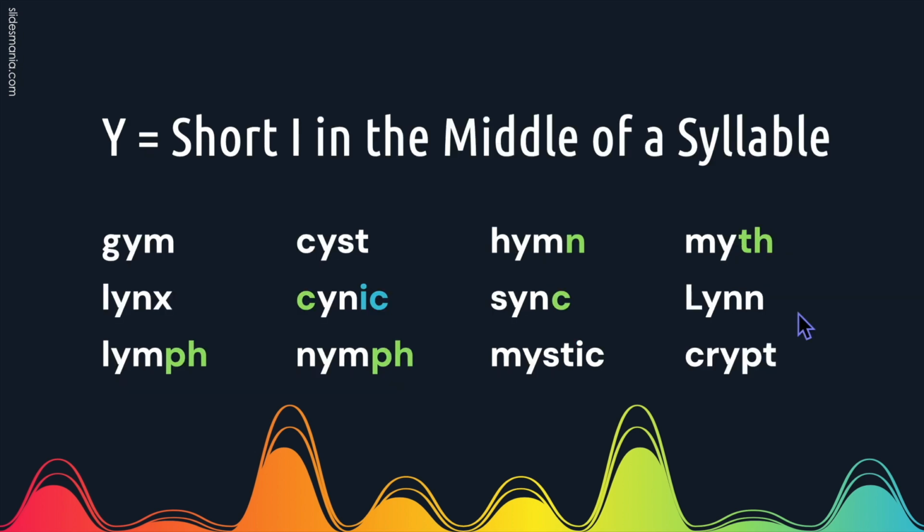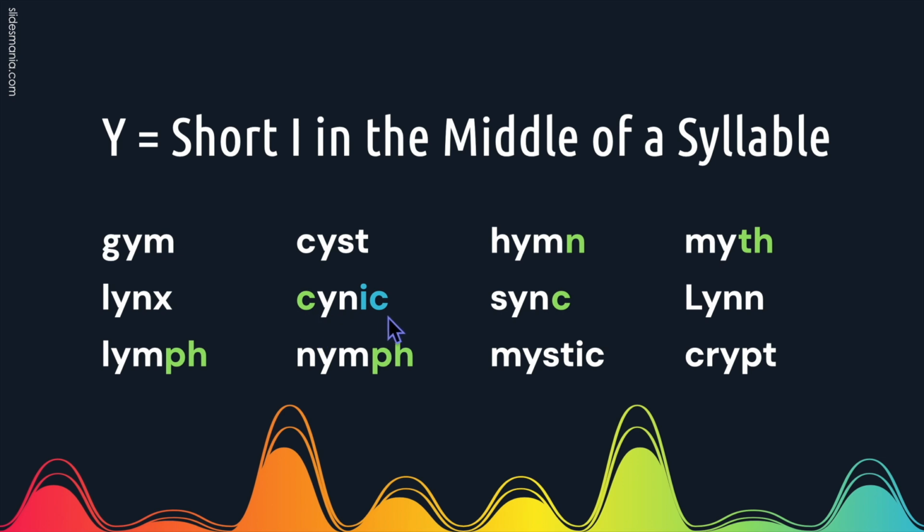If Y is in the middle of a syllable, particularly with one-syllable words, it will have a short I sound. A G followed by an E, I, or a Y may, but does not have to have its soft sound of J. In this case, it will. Gym. C followed by an E, I, or Y will always have its soft sound of S, so we have cyst. MN at the end of a word will have a silent N, so this word is hymn. TH will use its first sound of th, myth. Lynx. C is followed by a Y, so it will have its soft sound of S, cynic.